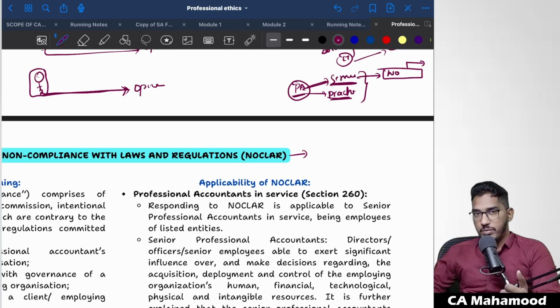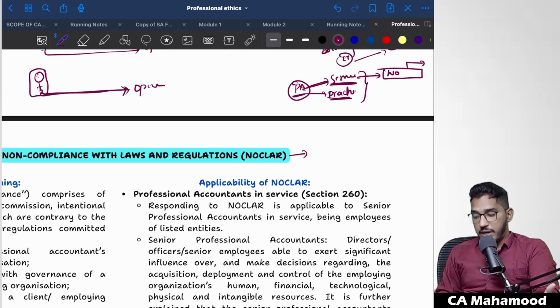Sir, who will be that appropriate person? That all depends on the facts and circumstances. Sir, with whom I have to communicate that non-compliance with the laws and regulations? That all depends on the facts and circumstances. But whatever it is, as a part of your professional responsibility, if you find any non-compliance with the laws and regulations, you have to inform the concerned people within or outside the organization. Similarly, if you are a professional accountant in practice.